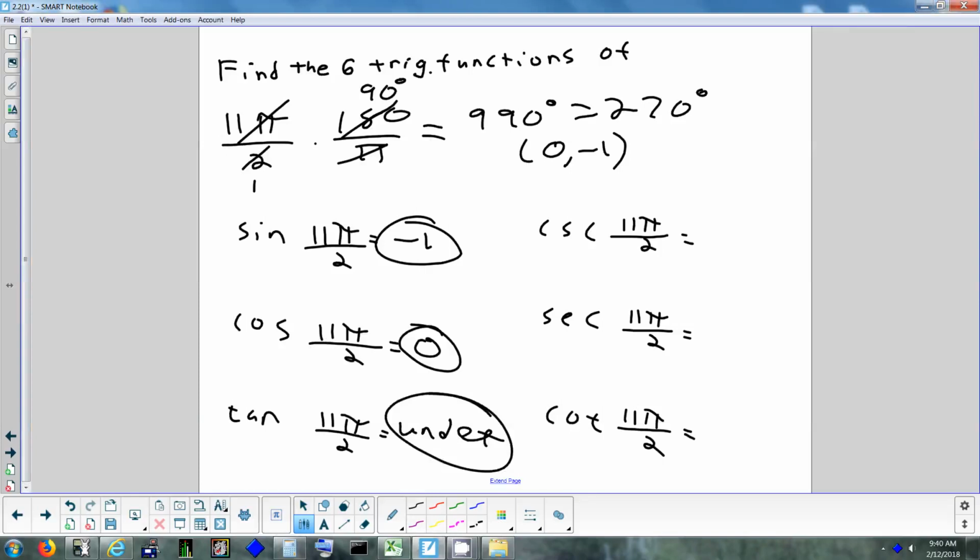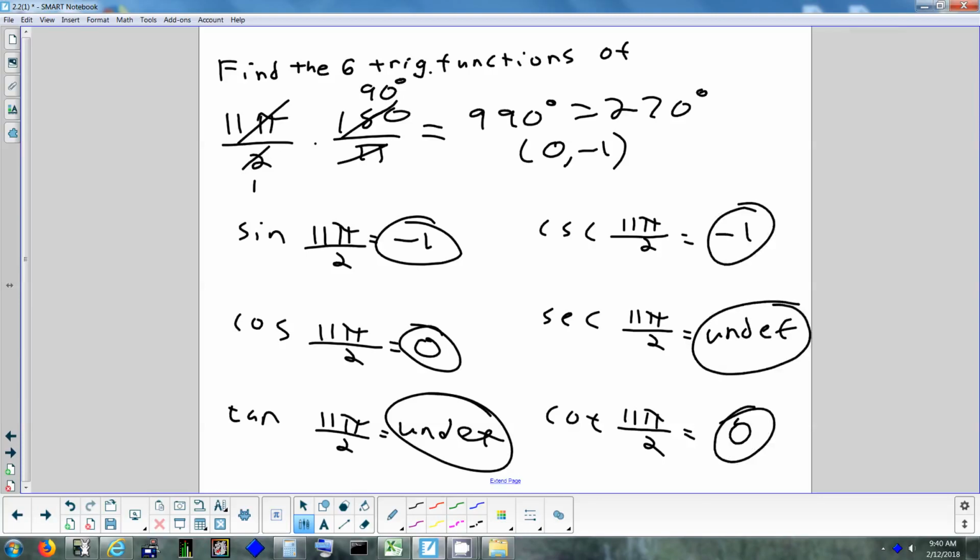Okay, cosecant. How about Justin? -1. Yep. Pacey, my secant. Undefined. Right. This is 0. When you flip 0, think of that as 0 over 1. It turns into 1 over 0. Can't do it. Undefined. And Sean, what about my cotangent? 0. Yep. Perfect. Okay. Any questions on that?